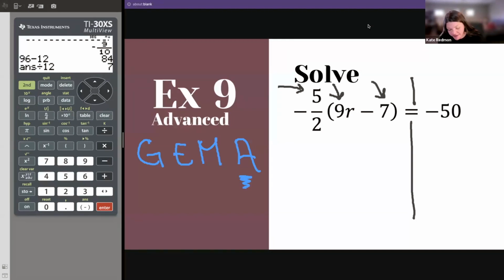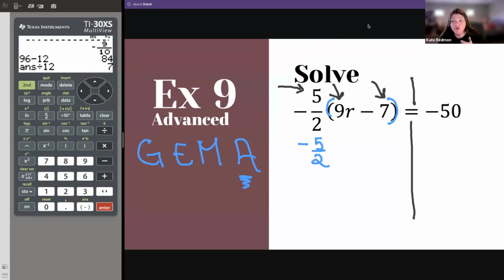But remember, I can't add 7 here. Why? Because 7 right now is inside of a grouping. Okay, so let's move anything outside of the grouping first. I'm going to move the -5/2. Now, careful, because right now that looks like -5/2. What is that -5/2 doing with that grouping? It's multiplying.